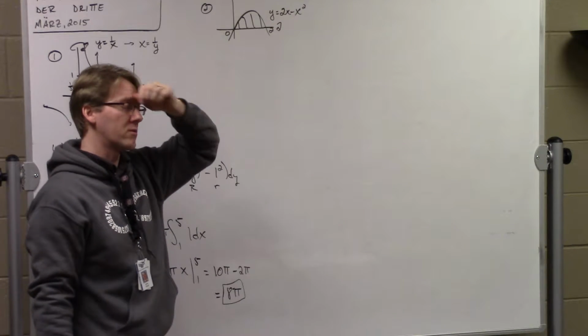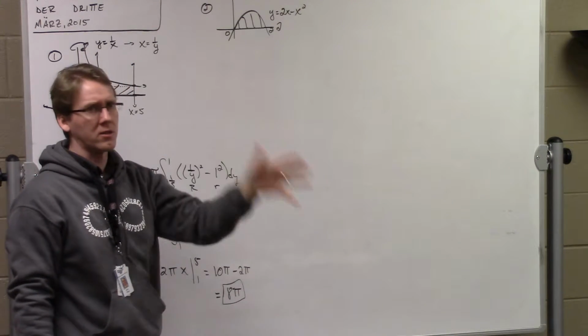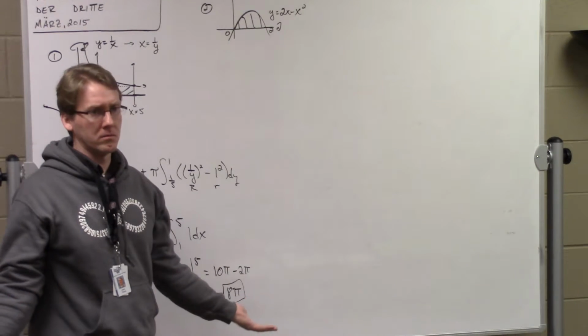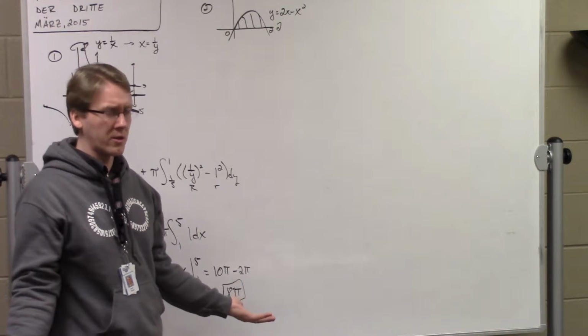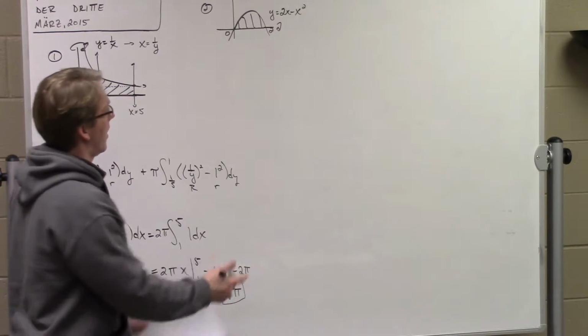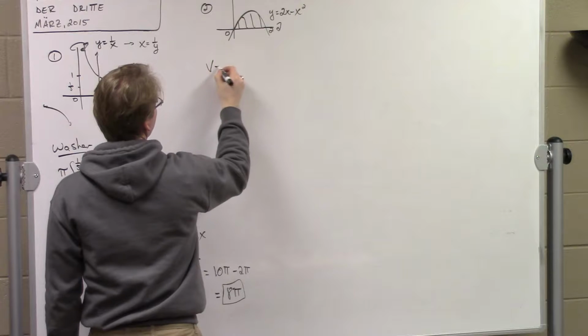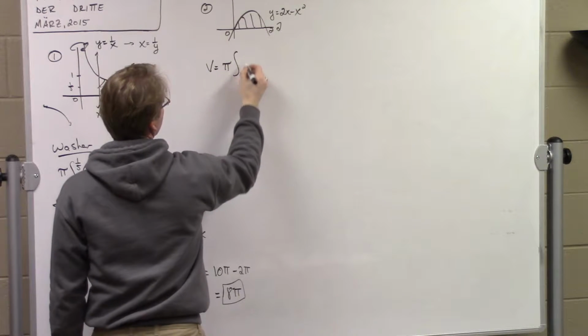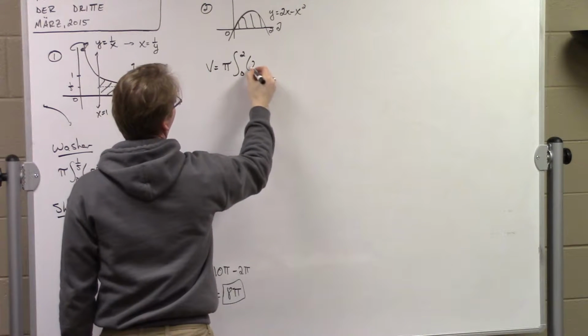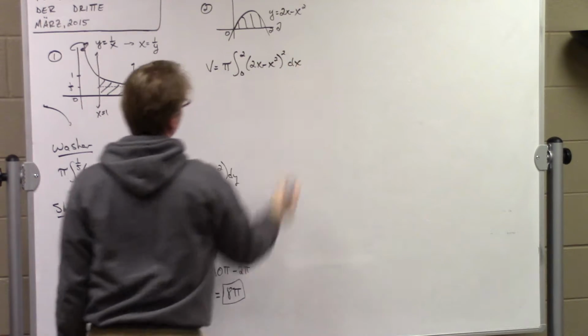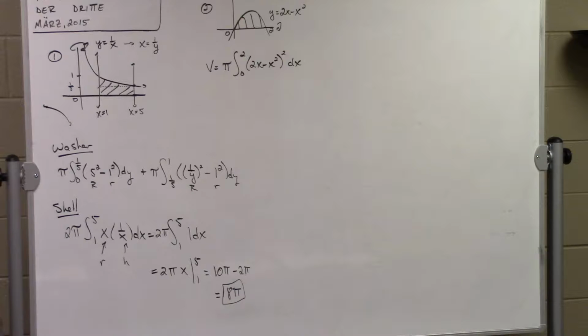For those of you that get confused on when to use disk and when to use washer, just always use washer and say you have an inside radius of 0, okay? If you only have one formula in your brain to keep there, just use washer and do an inside radius of 0. So my volume is going to be pi integral from 0 to 2 of r squared. Pi r squared.